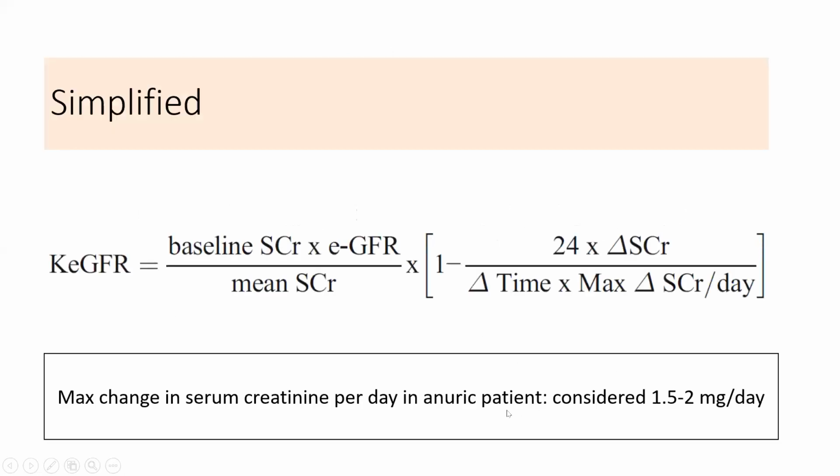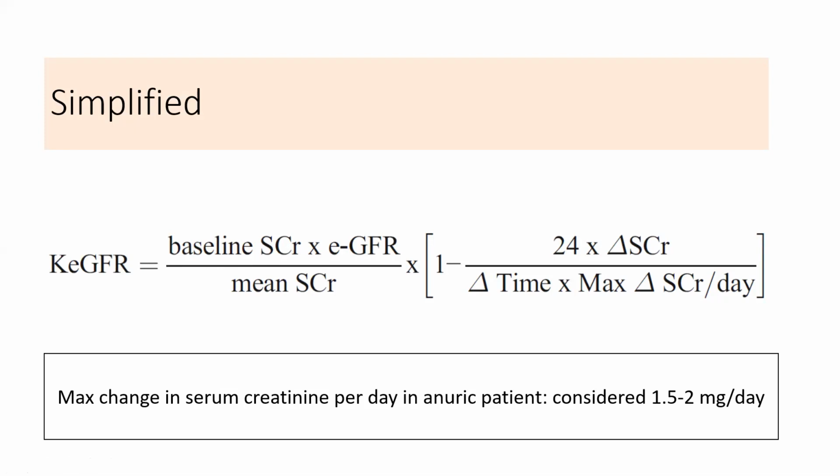For simplification, the kinetic GFR can be calculated as baseline serum creatinine into the eGFR calculated from this baseline serum creatinine. And if we don't have a baseline serum creatinine for any patient, we can back calculate it, divided by the mean serum creatinine, and the rest of the formula remains the same. For easy purposes, the maximum change in serum creatinine, if the patient has been anuric, is for simplicity considered as 1.5 to 2 milligram per day. And so the kinetic eGFR can be calculated.